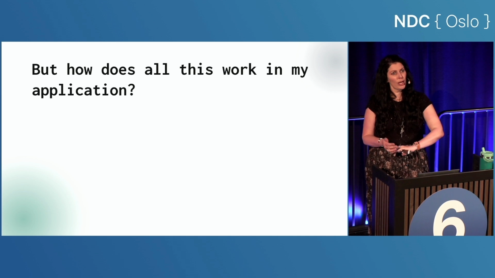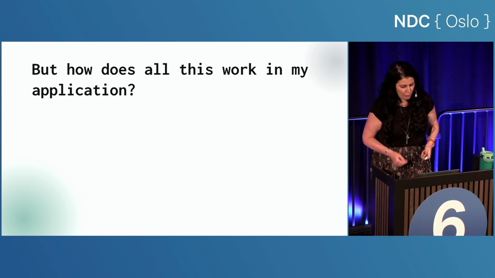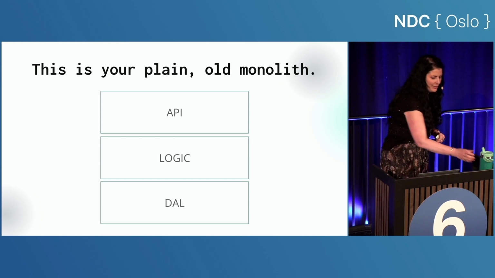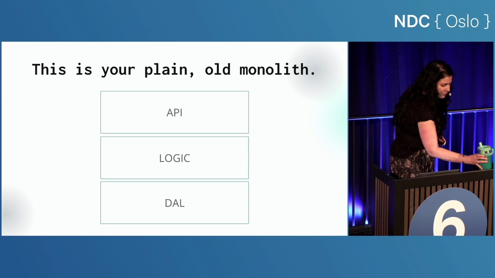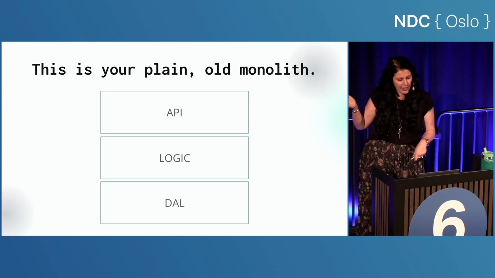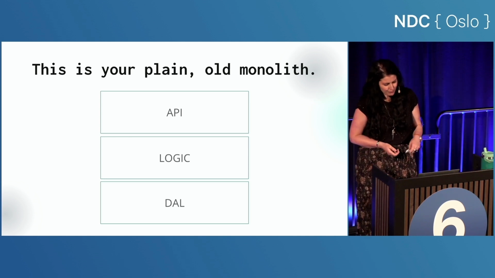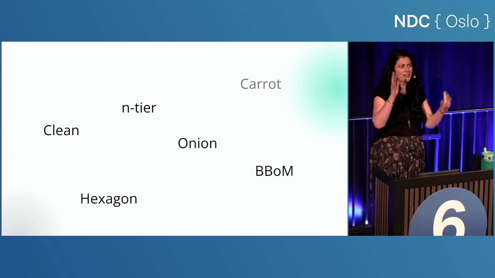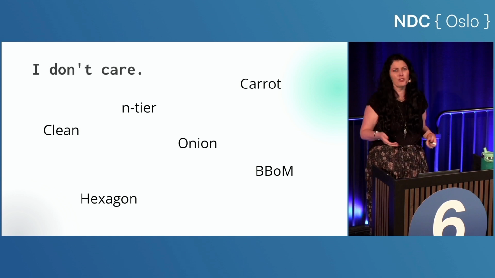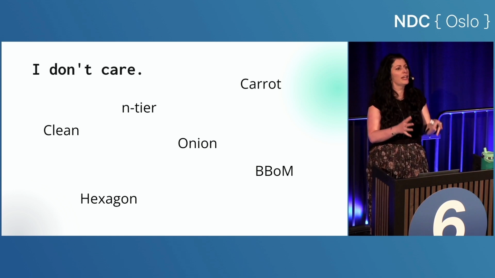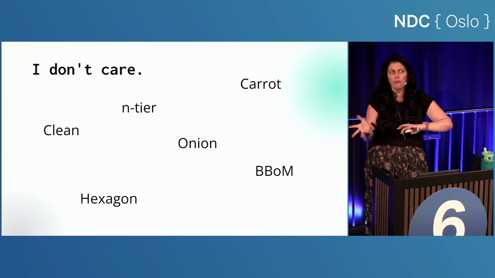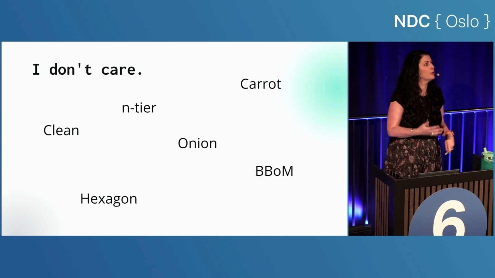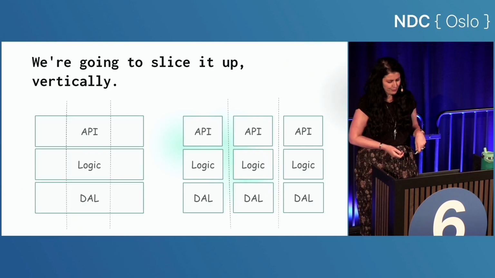So how does this work in my application, or your application, our applications? This is your plain old monolith. We've got a data access layer, we've got the logic, we've got our API. And I don't care if you've got other types of architecture, whatever the latest whizzy thing is, they've all got weird names. You can apply this to whatever architecture you're using, just translate it over. So we're going to stick with N-tier because I feel most people will be familiar with N-tier.